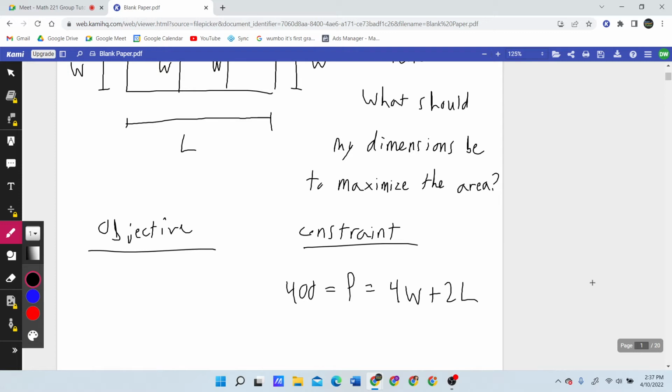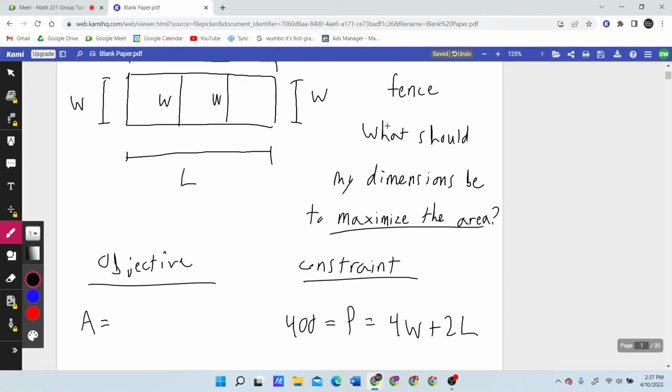Now the objective is going to be area, and I know that right away for two reasons. Number one, perimeter goes hand in hand with area. If my constraint was perimeter, then almost certainly my objective is area. And also because notice I want to maximize the area, and that's a dead giveaway that the objective is area.